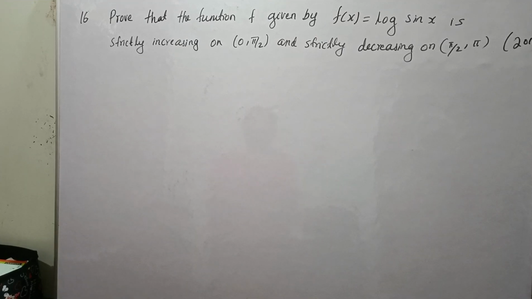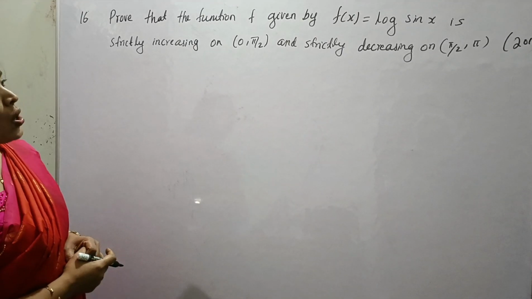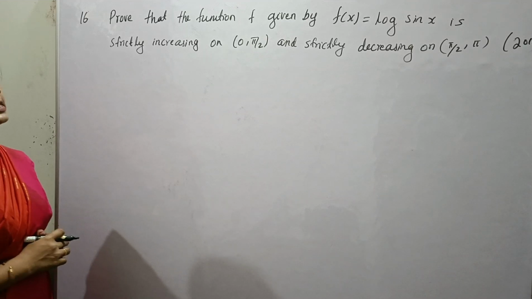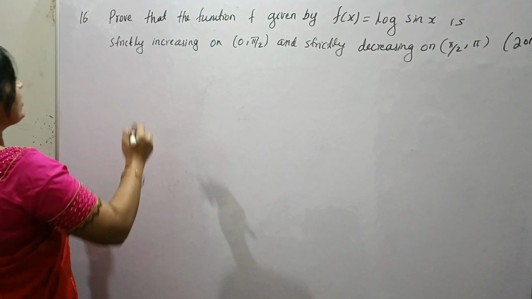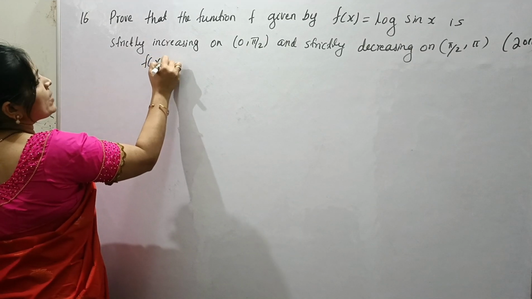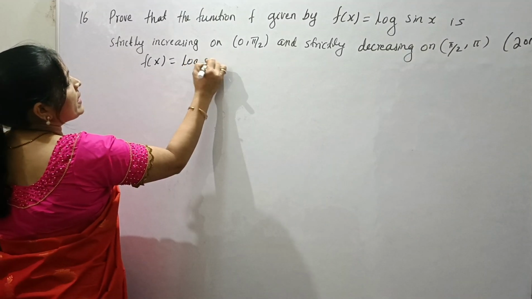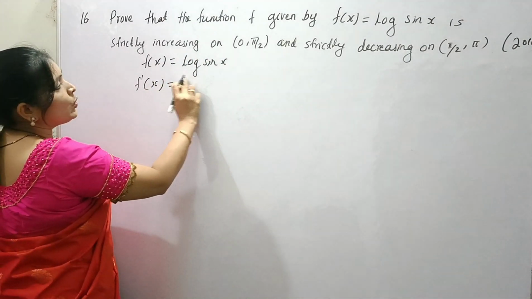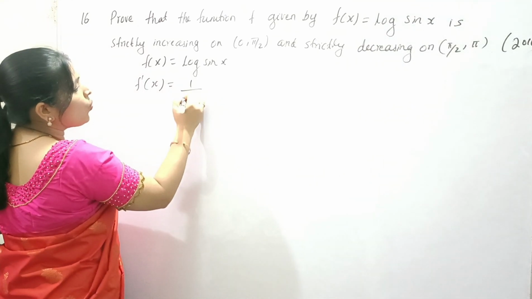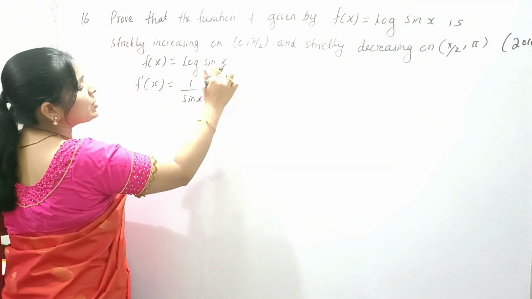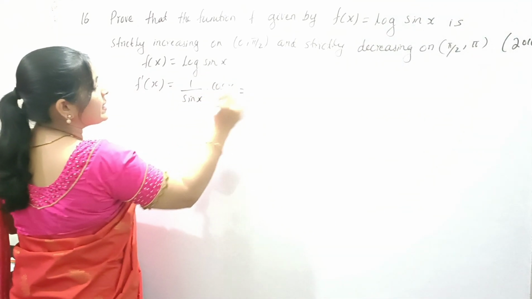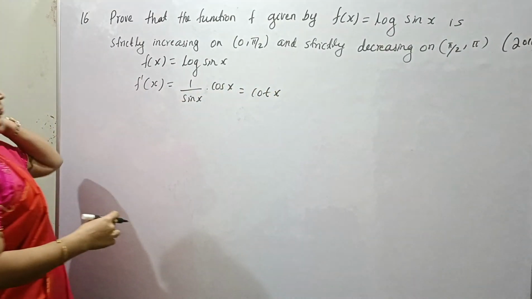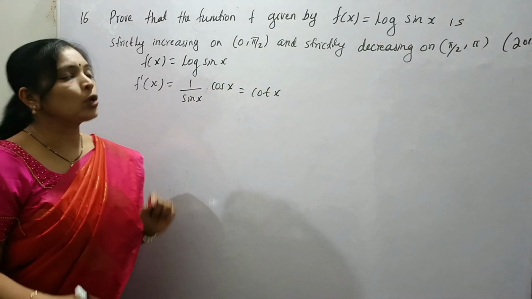Prove that the function f given by f of x is equal to log sin x is strictly increasing on 0 to pi by 2 and strictly decreasing on pi by 2 to pi. Very simple question. So f of x is equal to log sin x, it is the given function. Let's find f dash of x. f dash of x is equal to the derivative of log sin x, 1 by sin x, into the derivative of sin x, cos x. That is, cos x by sin x, which is nothing but cot x. So here f dash of x is equal to cot x.